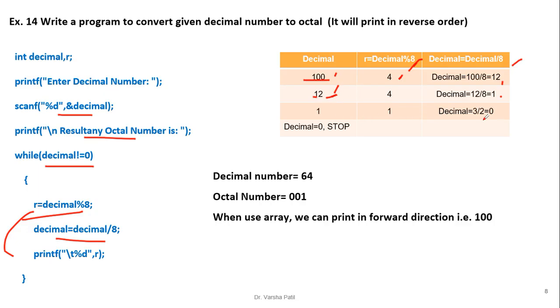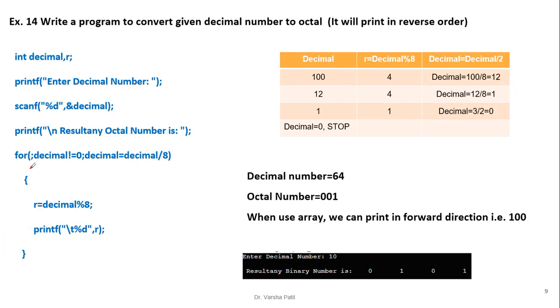1 divided by 8, the quotient is 1. Then it is 0, and when it is 0, the program stops, and meanwhile it prints all the values. The answer should be 144, but now it is printing in reverse. Now if we want to convert this program into a for loop, again it is very easy.